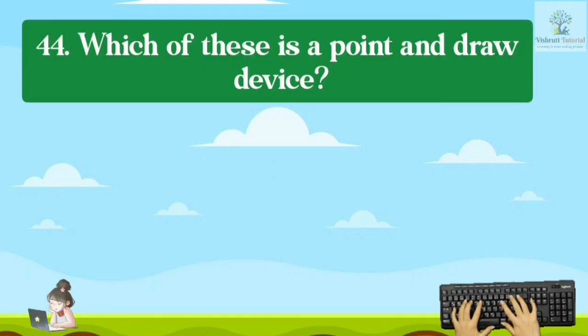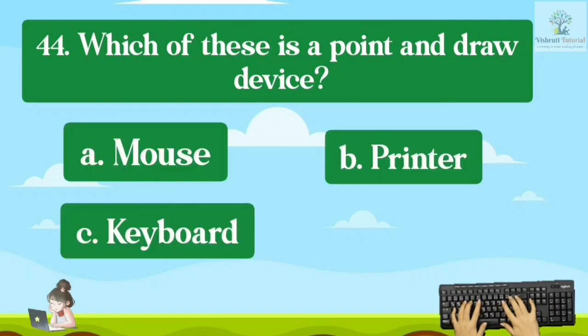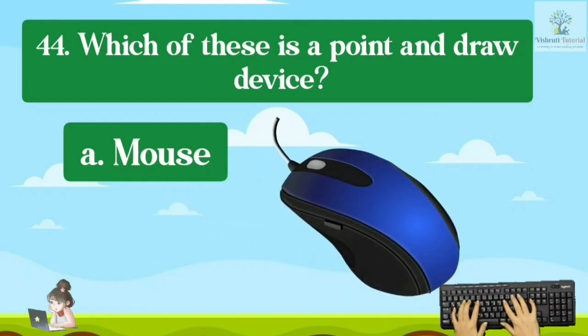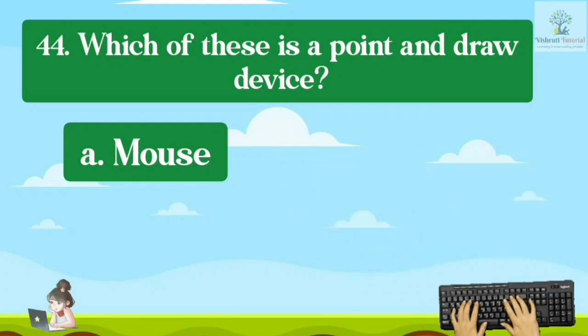Question number 44. Which of these is a point and draw device? Options: A. Mouse, B. Printer, C. Keyboard, D. Scanner. And the correct answer is A, mouse. Mouse is a point and draw device.